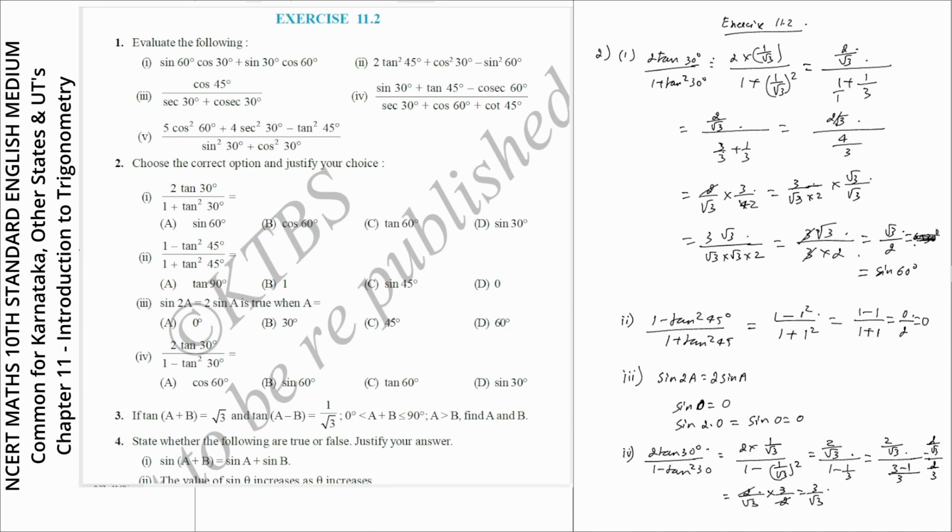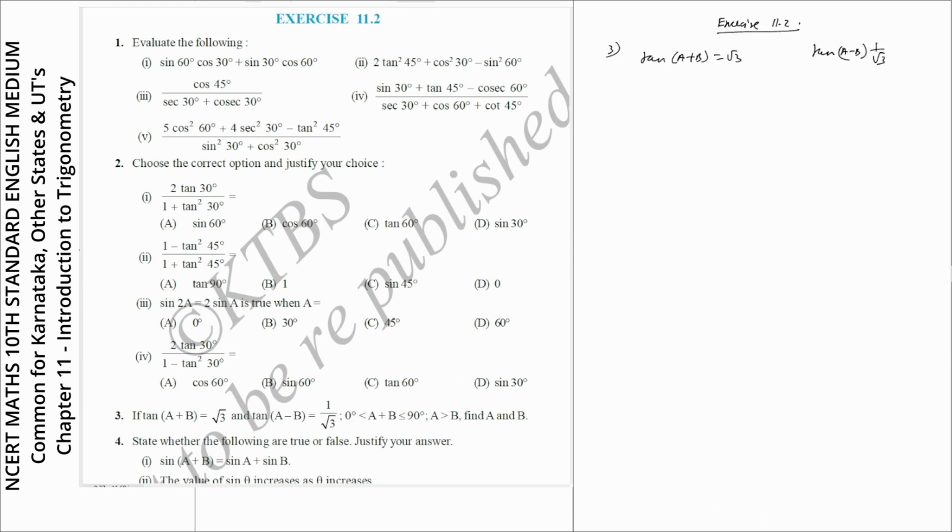I'll be left with 3 by root 3. If I multiply and divide by root 3, I'll get 3 root 3 by root 3 into root 3, which is 3 only. So this 3 will get cancelled and I'll be left with root 3. Tan of 60 degree is also equal to root 3, so this is equal to tan of 60 degree.